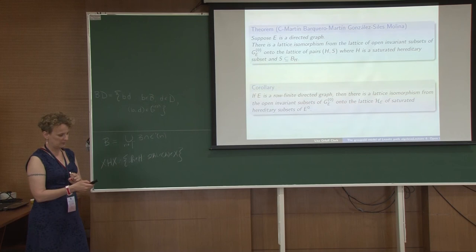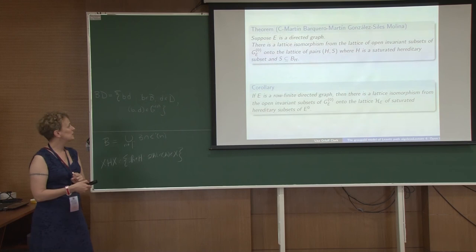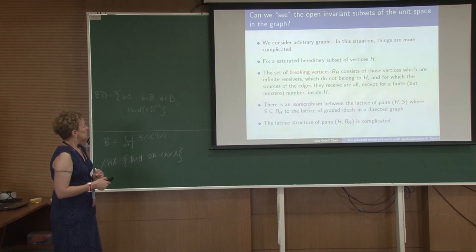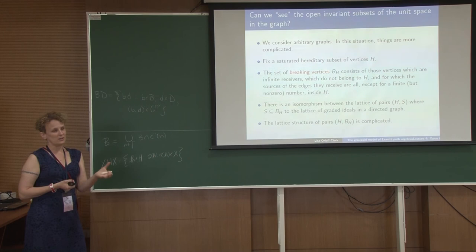But the reason I skipped this is because this is another place where it seems like the groupoid model helps. We can deal with the more general situation where you have a non-row-finite graph. And Nubia talked about this yesterday. So in this case, the lattice isomorphism in the Leavitt path algebra, if condition K is satisfied, isn't between saturated hereditary subsets and the ideals. Instead, you have to worry about these breaking vertices.